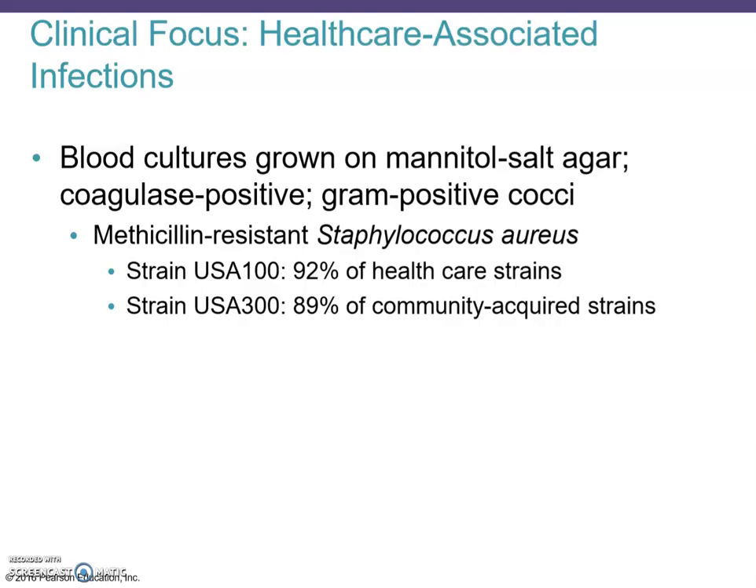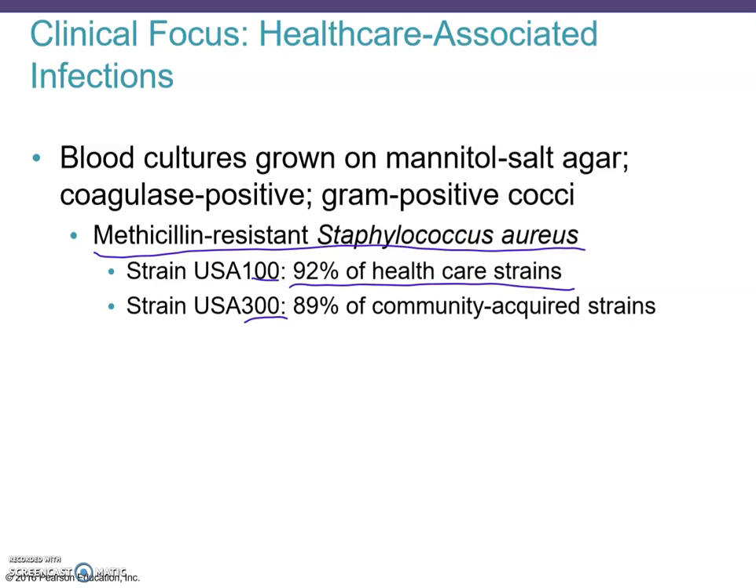And to finish up our lecture here on epidemiology, let's take a look at a clinical focus on healthcare-associated infections, so nosocomial infections. And here they're using methicillin-resistant Staphylococcus aureus, basically following two different strains, strain USA 100 and USA 300. 92% of the USA 100 would be associated with healthcare, and 89% of community-acquired strains of methicillin-resistant Staphylococcus aureus would be USA 300.